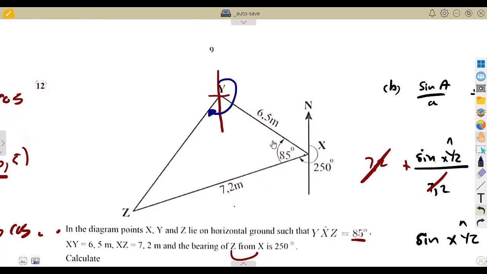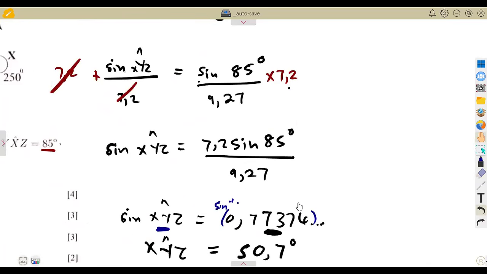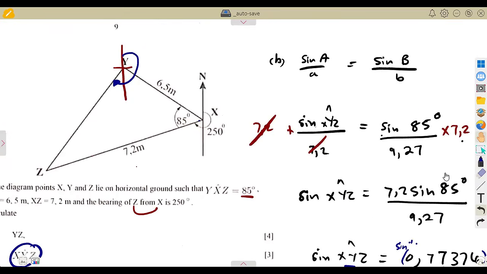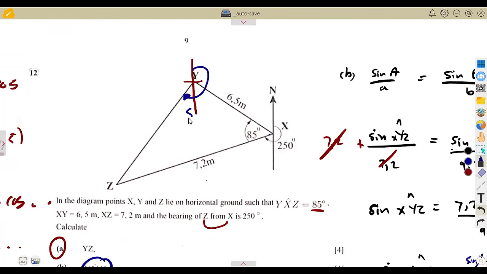Remember, we just calculated the whole of this angle inside, which is XYZ. We got 50,7. But to the nearest whole number, this will approximate to 51 degrees, which is the one that we are going to use on the bearing. There is 51 degrees inside of this triangle, the one that we are using for bearing.